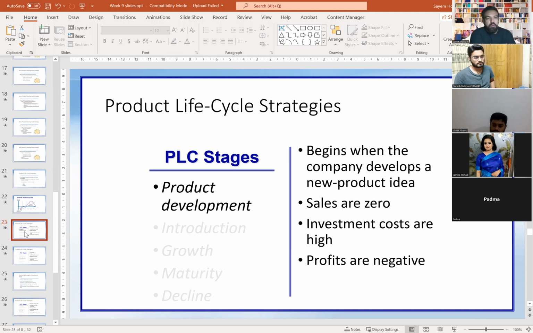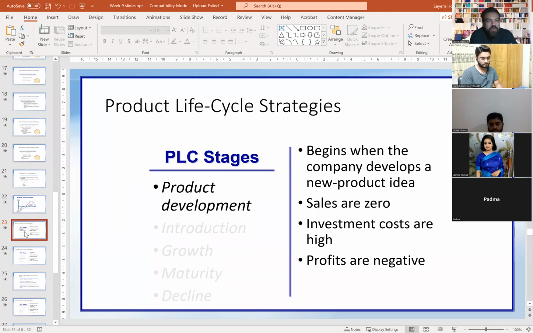So stage number 1 is product development. It begins when the company develops a new product idea. It's a new product entirely into the market. In this stage, sales are actually 0, because you have only developed the product. It has only just seen the market. In this stage, your investment costs are very, very high.